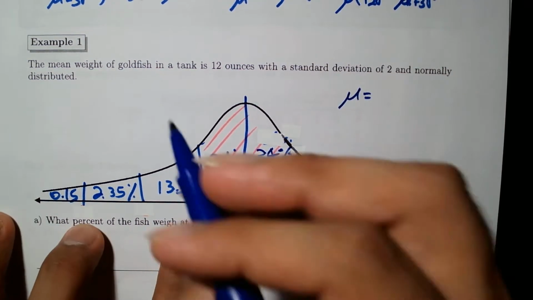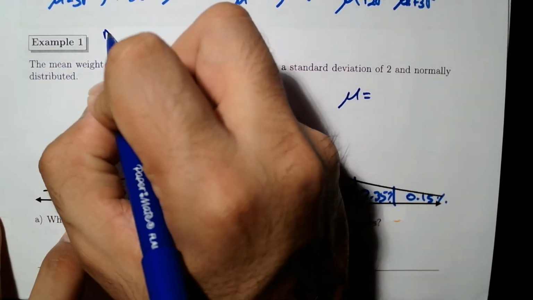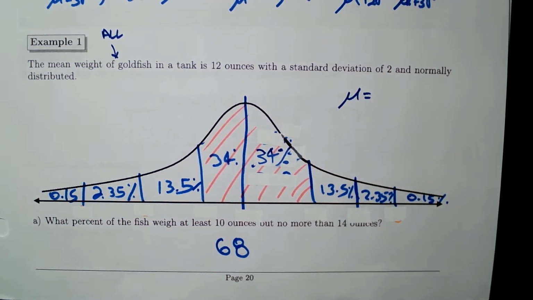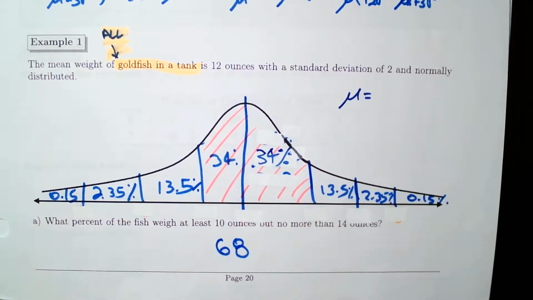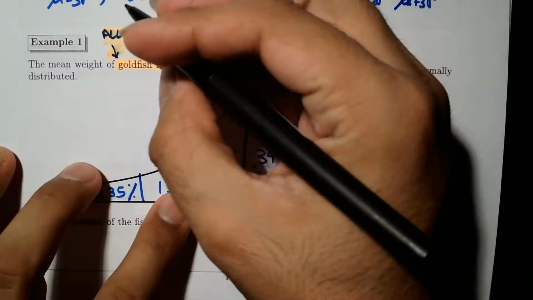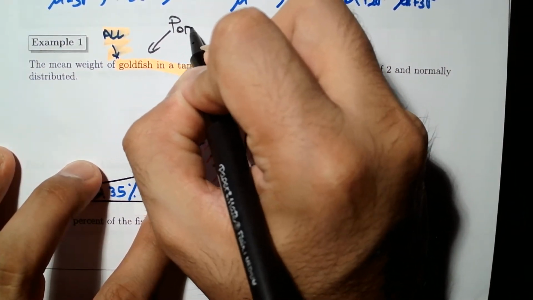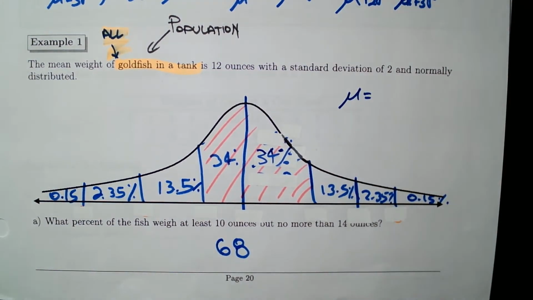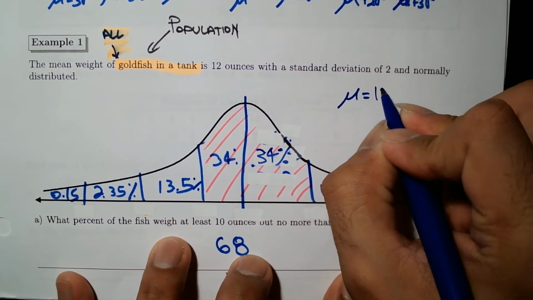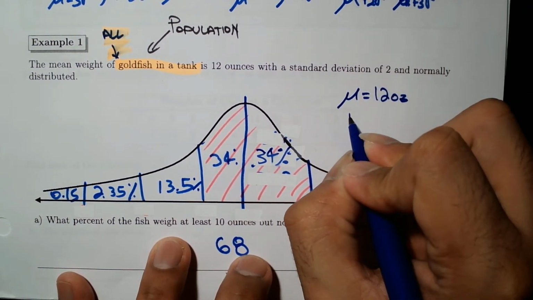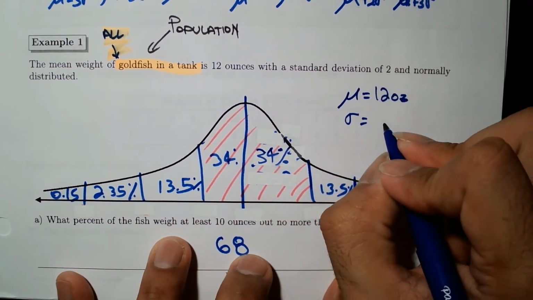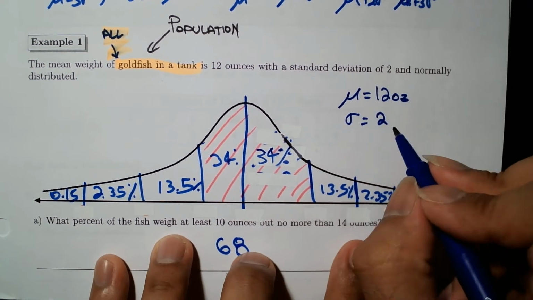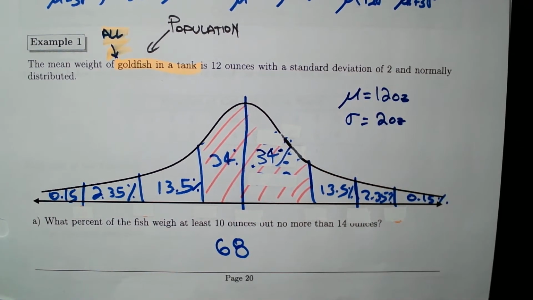In this case this speaks about a population, not a sample. Let me write that down. Okay, and we know the mean is 12 ounces with a standard deviation sigma, lowercase sigma, of 2 ounces also. I'm going to omit the units when I'm labeling this.